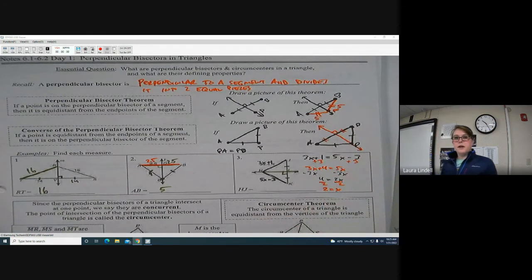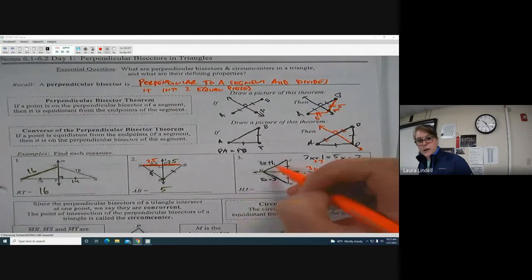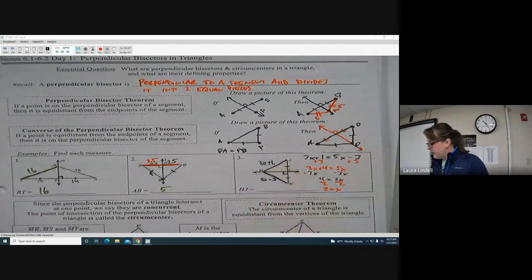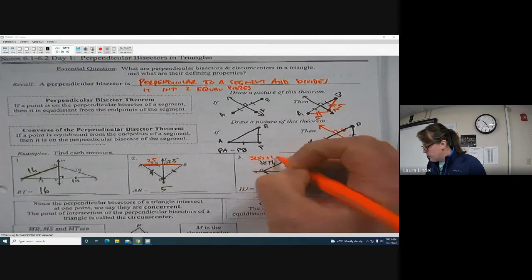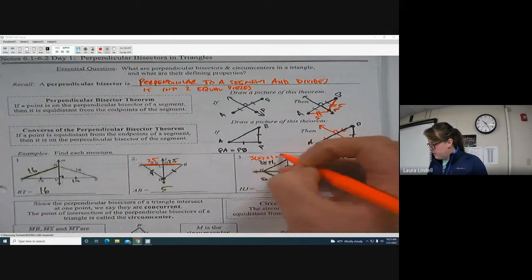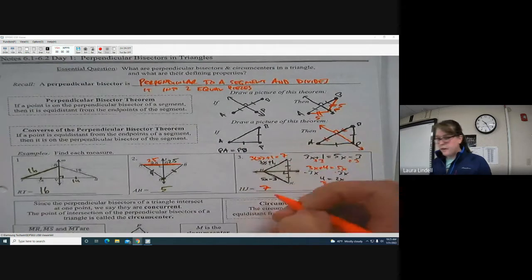We need to find x in order to find what we're asked for, which is HJ, though. HJ is this segment here. I need to go back and plug in x to this 3x plus 1. So 3 times 2 plus 1, which is 7. So my full answer here is 7.